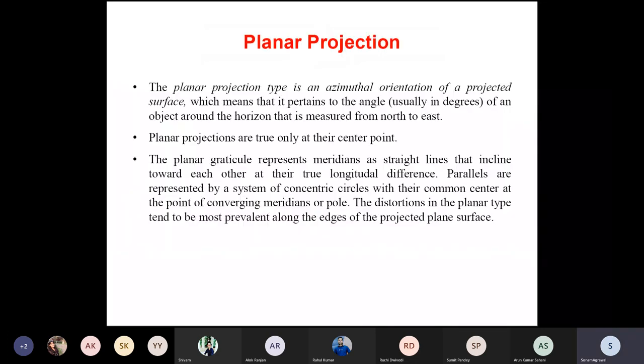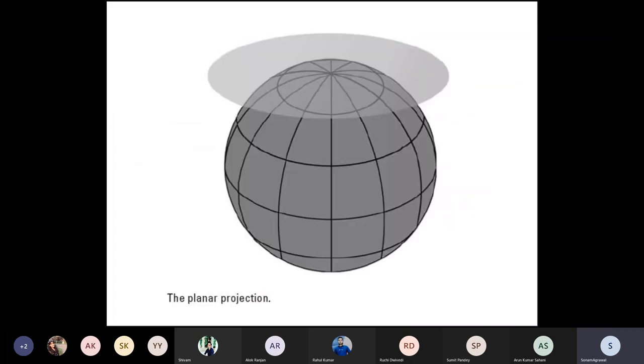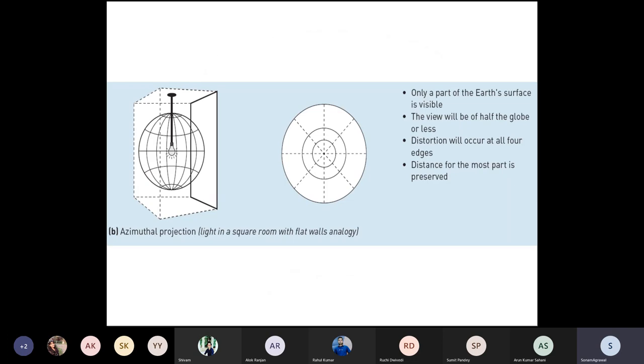Then the last one was the planar projection. In the planar projection, this is how it is taken. At any point, the plane surface is taken as a developing surface. In this one, the parallels will appear as concentric circles, while the meridians or the longitudes will appear as straight lines going radially outward, like this. Again, the same thing: at the point at which the developing surface is tangent to the globe, there will be the least distortion.